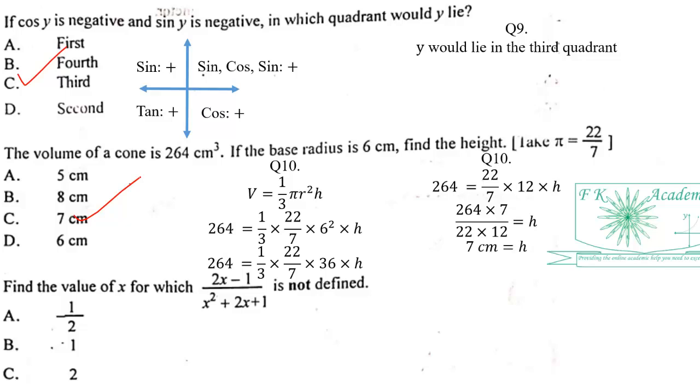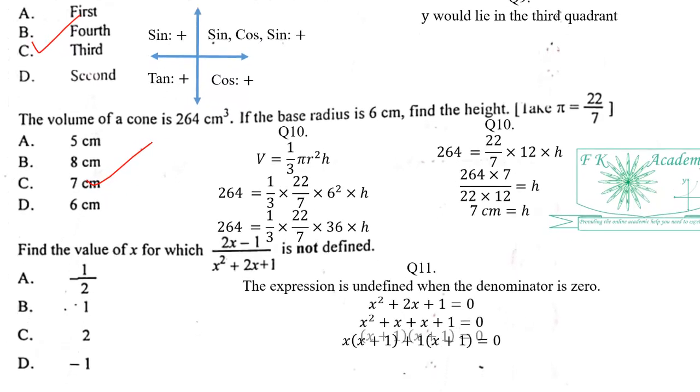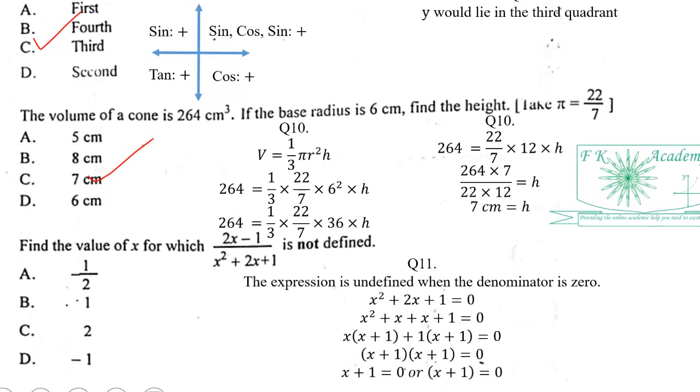Find the value of x for which (2x - 1)/(x squared + 2x + 1) is not defined. So we equate the denominator to 0 to find the value of x for which the expression is not defined. And that will be x equals -1, repeated roots.